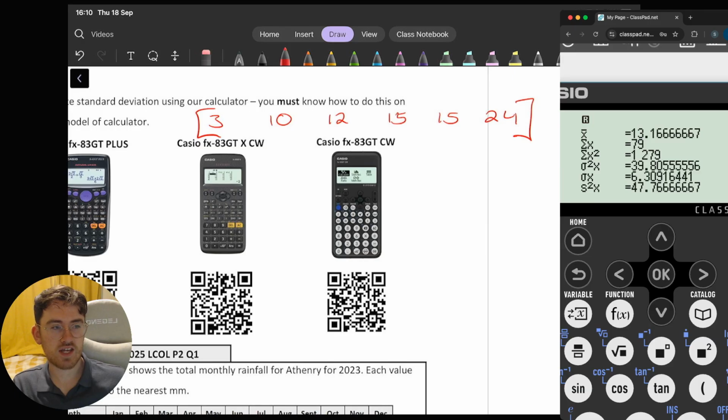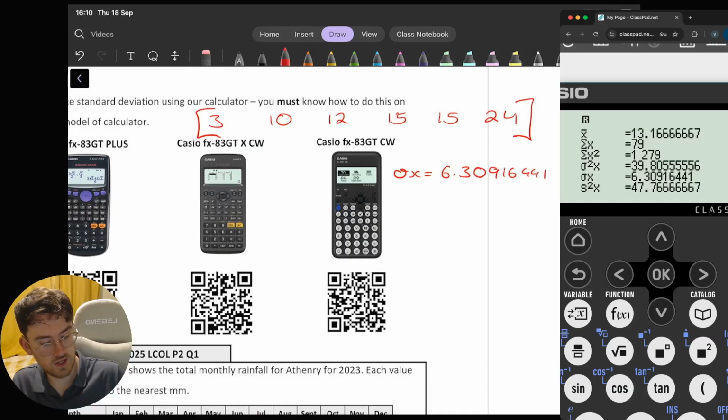We're going to skip over the next two. The one we want is the very second last one here with the sigma symbol and the X. So the second last one there is the one we want. They're telling me that sigma, the standard deviation for these values, is 6.309164441, and obviously our calculator is only going so far. I'm going to go to maybe 2 decimals, so 6.31.